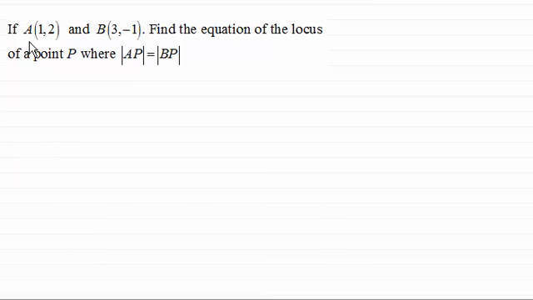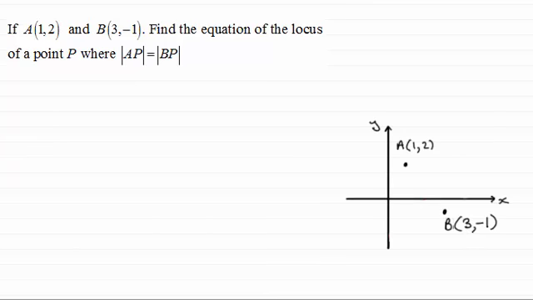Suppose we've got, say, a point A with coordinates 1, 2 and another point B with coordinates 3, minus 1. And we've got to find the equation of the locus of a point P where the distance AP equals the distance BP. And what I'd want to do is just draw a sketch first of all, illustrating what we've got here. And here's one that I've drawn up previously.